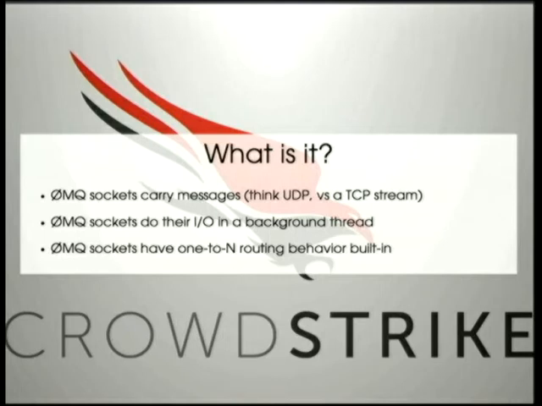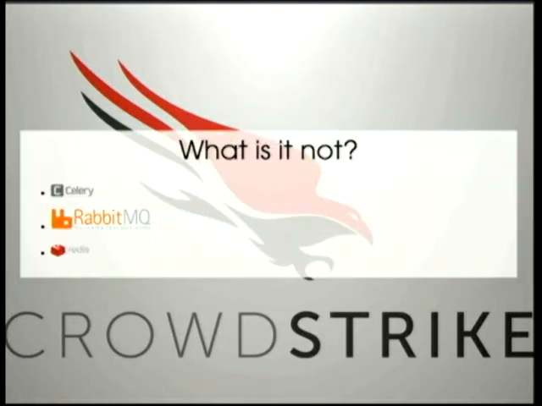And ZMQ sockets have 1 to n, however many nodes you want to be able to communicate with that socket built in. And you can build on top of that to do end-to-end routing, so you can have any number of nodes on either side of a communicating socket. I'll show that in a little bit.